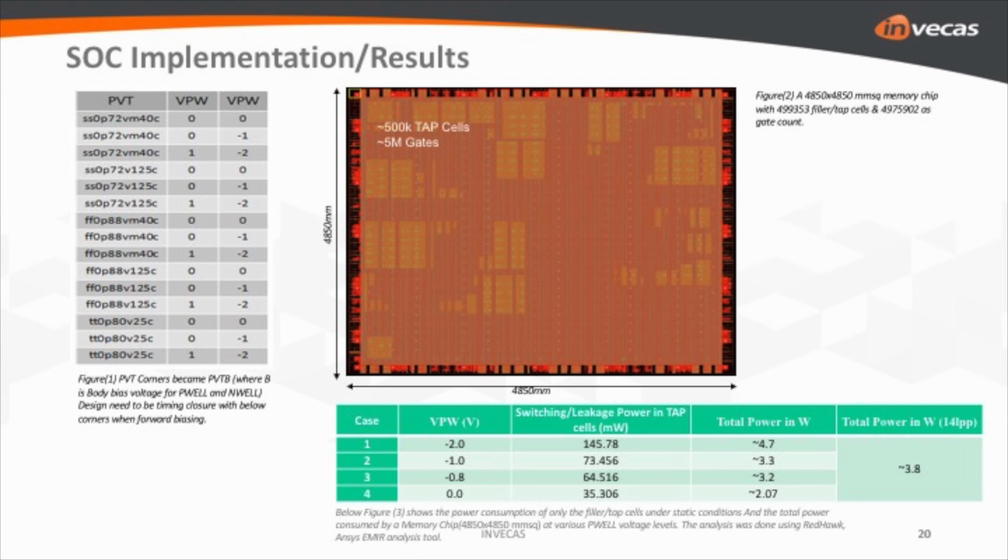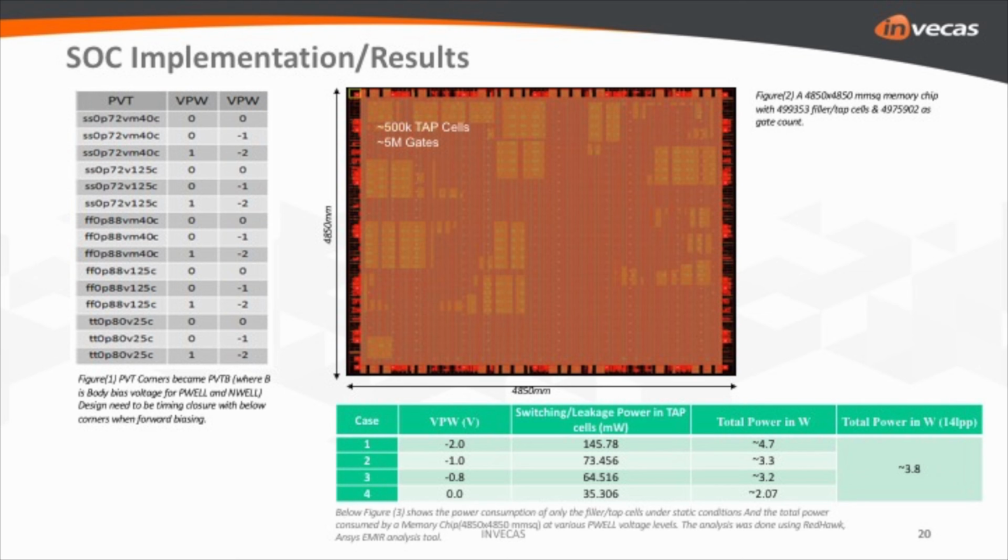Now, after the implementation, let's see some of the results that we got and how the PVT corners were selected. Essentially, the PVT corners in figure 1 became the PVT-B corners, where B is the body bias voltage for P-well and N-well. So the design needs to achieve timing closure across the below corners when forward biasing is applied. These were the carefully selected PVT corners for the design implementation.